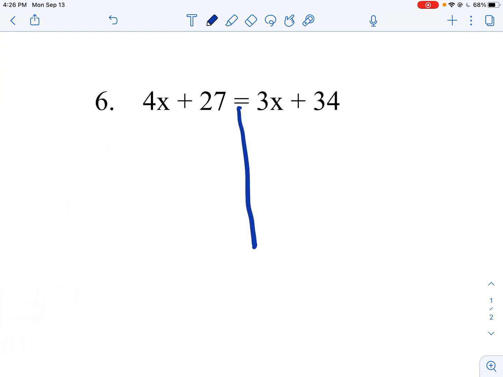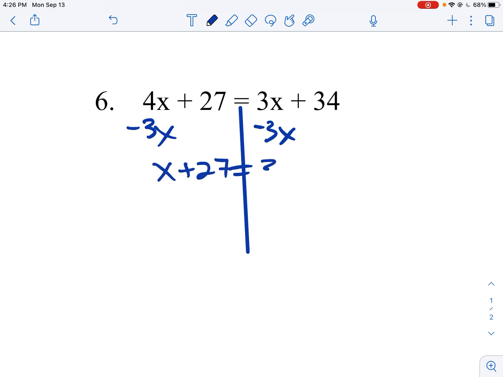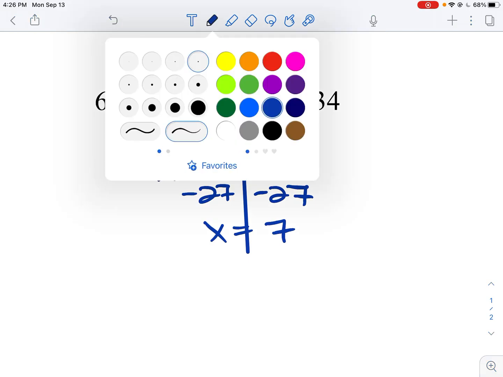Over here, what's smaller? The 3x is smaller, so that's what I'm going to move. I'm going to subtract 3x from both sides. Look at that, that's a pretty one. I subtract 27 from both sides, and I get x equals 7.